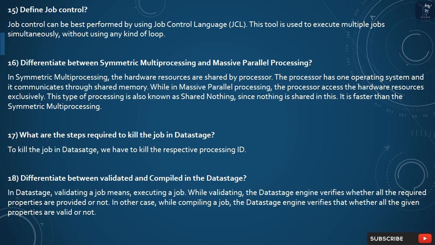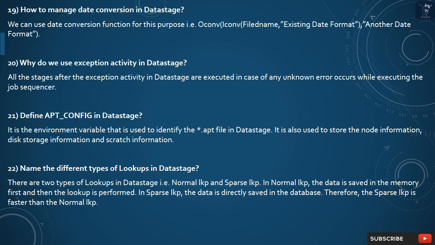17. What are the steps required to kill the job in DataStage? To kill the job in DataStage, we have to kill the respective process ID. 18. Differentiate between validated and compiled in DataStage. In DataStage, validating a job means executing a job. While validating, the DataStage engine verifies whether all the required properties are provided or not. In the other case, while compiling a job, the DataStage engine verifies whether all the given properties are valid or not.